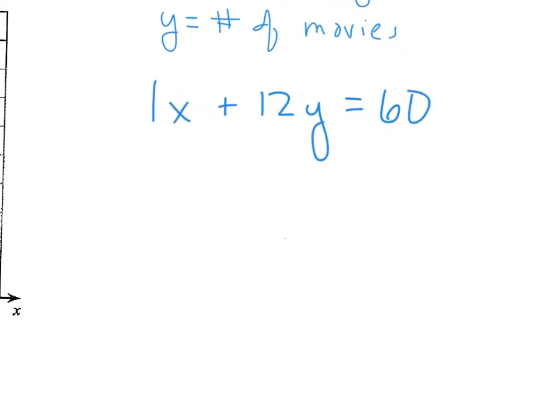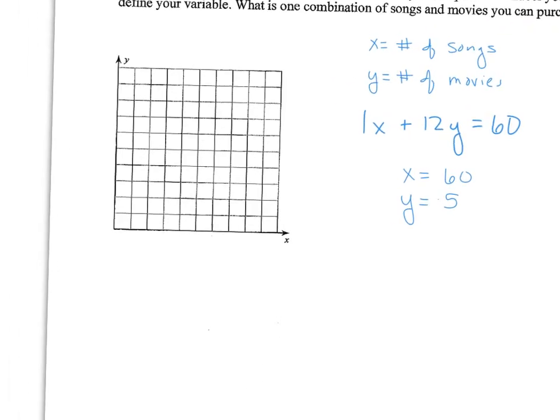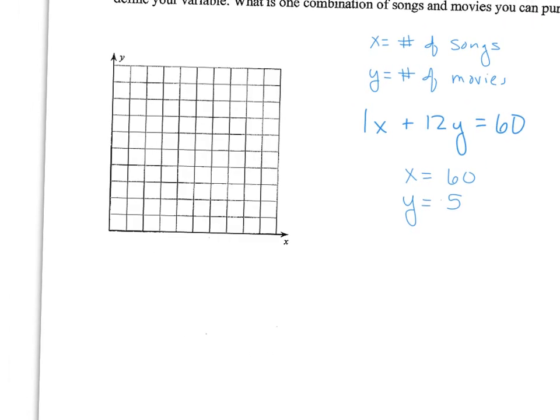And so on this, my x-intercept, right, x will be, well, let's see, if we cover and divide by 1, we're dividing by 1, we're going to get 60. And on my y, I'm going to cover this up and divide by the 12, and I'm going to end up with 5.